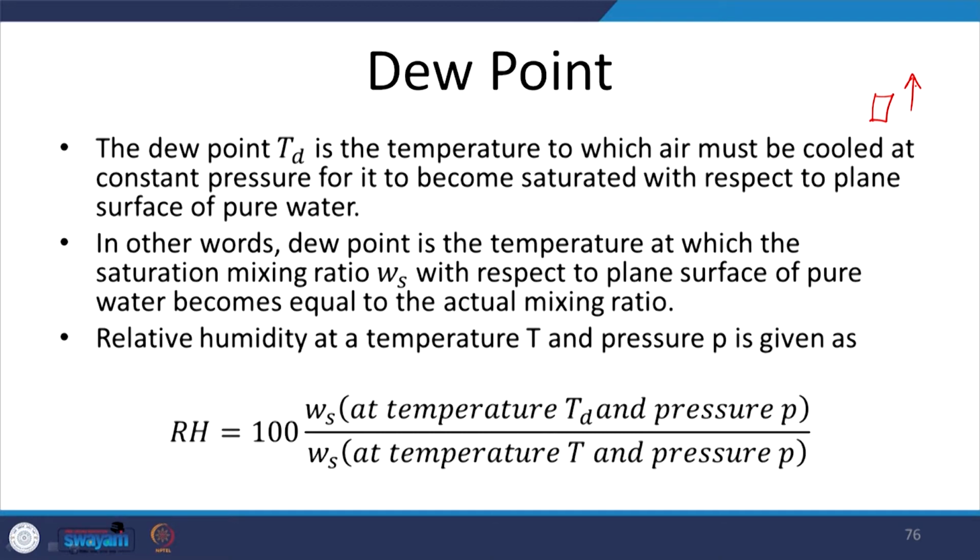right. So, simply put, dew point is that temperature to which you cool the air for it to become saturated with respect to surface of pure water, or in other words, dew point is the temperature at which the saturation mixing ratio Ws with respect to plane surface of pure water becomes equal to the actual mixing ratio. Actual mixing ratio is the one which is existing as it is, right.